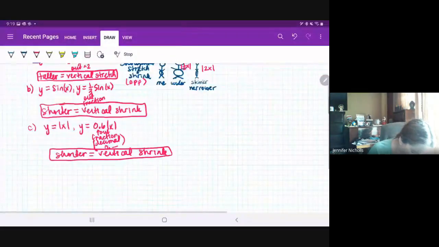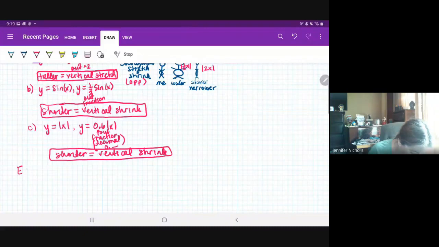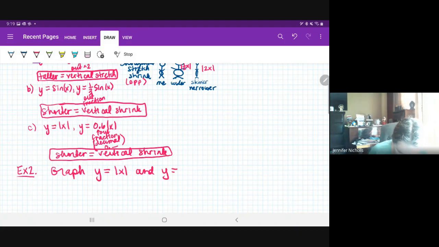Okay, so it's kind of good that we're on a Friday where I don't have time to teach both horizontals and verticals, because then you'll keep them separate in your brain. Okay, so example 2 is I want you to graph y equals absolute value of x and y equals 3 absolute value of x.